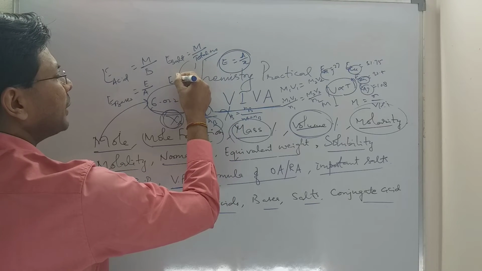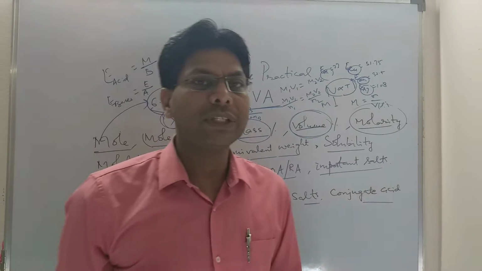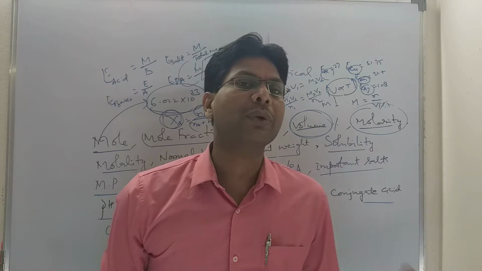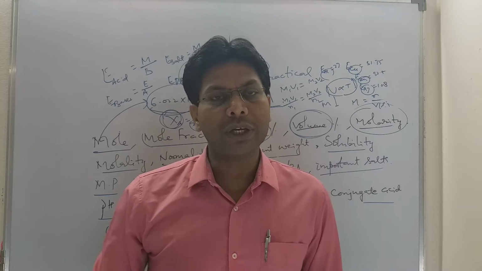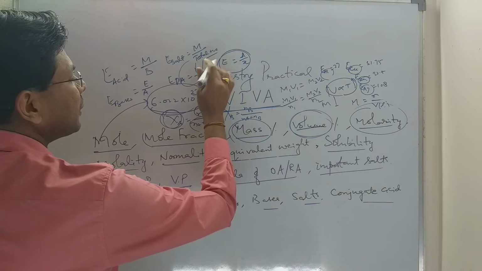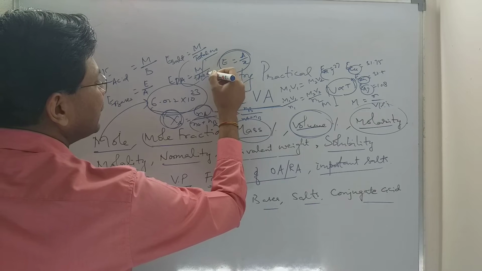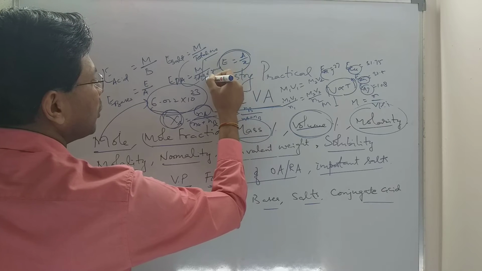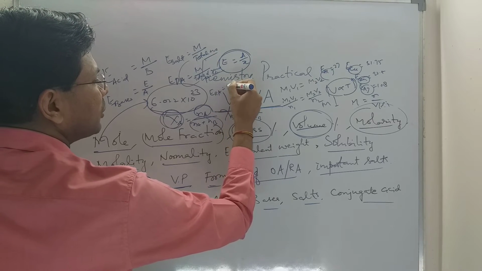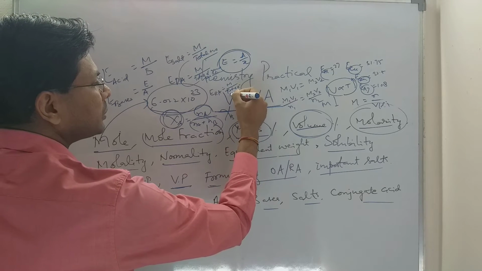For equivalent weight of oxidizing agent, you have to take molecular weight by total number of electrons gained, because as we know, an oxidizing agent gains electrons during a chemical reaction, whereas a reducing agent loses electrons. So a reducing agent undergoes oxidation, an oxidizing agent undergoes reduction. So equivalent weight of oxidizing agent equals molecular weight by total electrons gained per molecule. Equivalent weight of reducing agent equals molecular weight by total electrons lost per molecule.